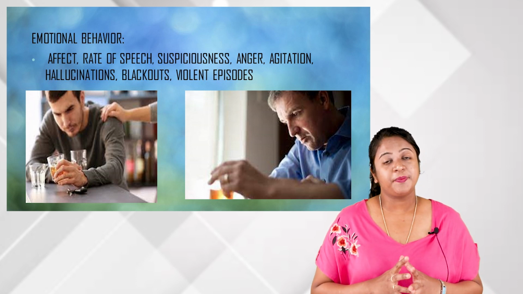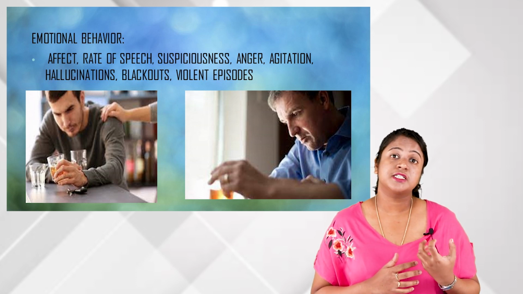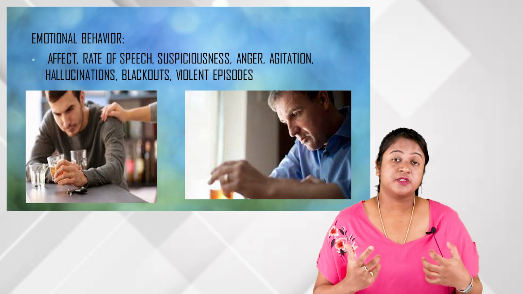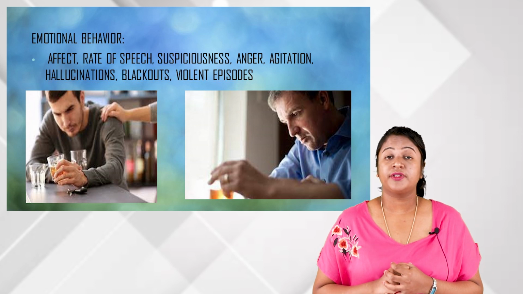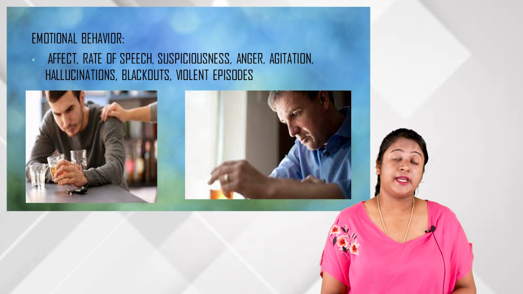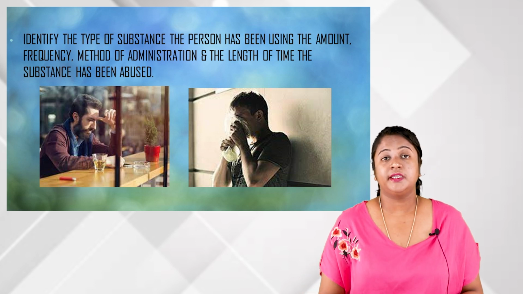You're going to assess the speech of the client. It can be the rate of speech, or whether the client has slurred speech, becomes angry, agitated, or suspicious, is experiencing any kind of hallucinations, blackouts or violent episodes. So these are the assessments in the various systems that you're going to do, and you're going to rule out if there are any changes in those systems. Apart from this, you're going to find out the habit of taking the substance.